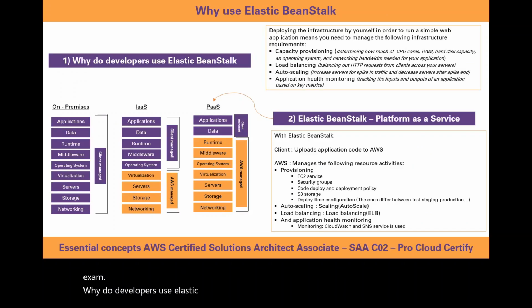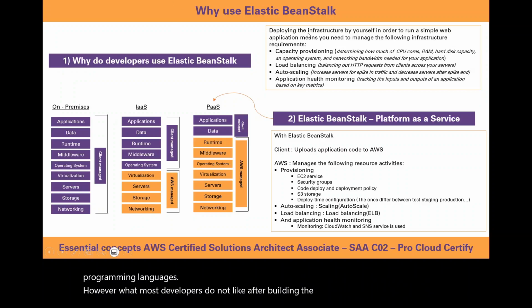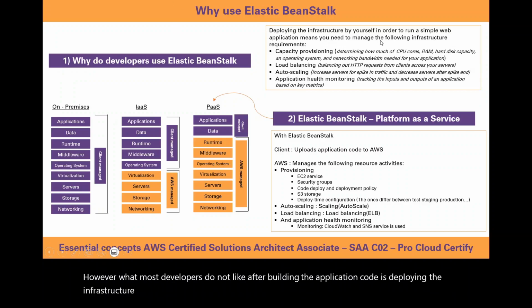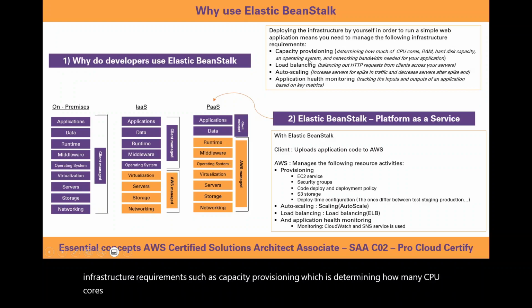Most developers are good at building applications using a variety of programming languages such as C++, Java, Node.js, or Python, and many other programming languages. However, what most developers do not like after building the application code is deploying the infrastructure by themselves, because that means they need to manage the following infrastructure requirements such as capacity provisioning, which is determining how many CPU cores, RAM, hard disk capacity, the kind of operating system, and networking bandwidth needed for the application.